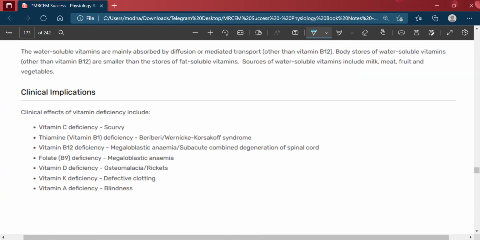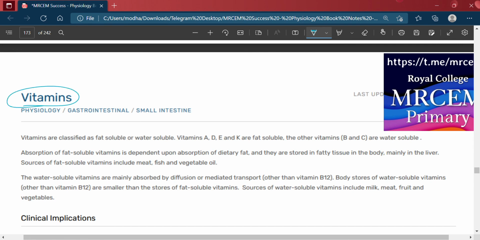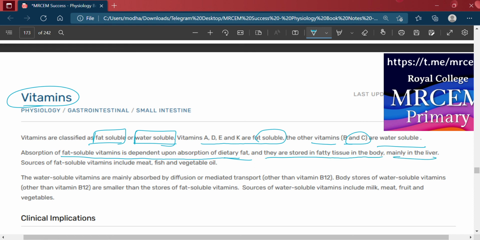And last is the vitamins. Vitamins are classified as fat soluble or water soluble. Vitamins A, D, E, and K are the fat soluble, and the other vitamins, B and C, are the water soluble. Absorption of the fat-soluble vitamins is dependent upon the absorption of dietary fat, and they are stored in fatty tissue in the body, mainly in the liver. Sources of fat-soluble vitamins include meat, fish, and vegetable oils.